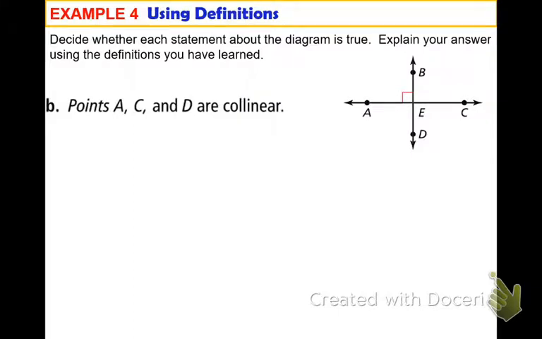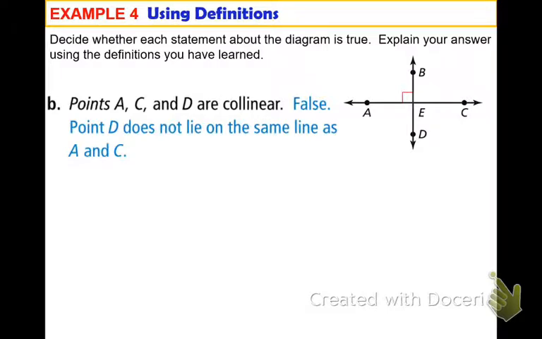The second: AC and D, letter B. AC and D are collinear. Do we agree? No. What does collinear mean? They're on the same line. Which is not on the same line? D. So I would say false because D does not lie on the same line.